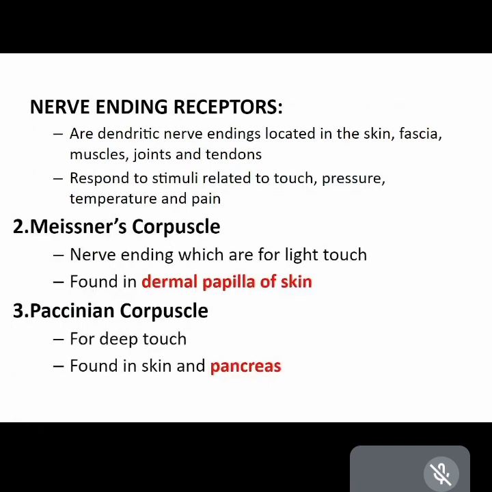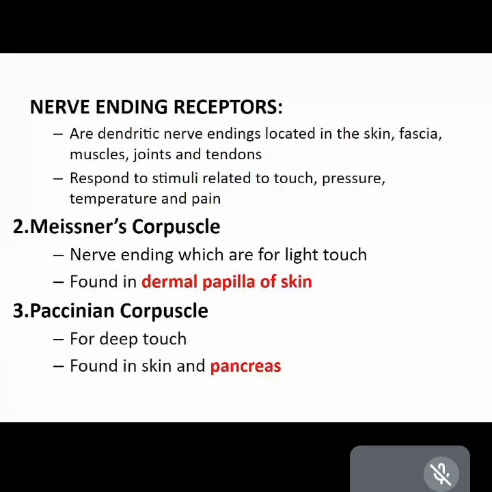Nerve ending receptors are dendritic nerve endings located in the skin, the fascia, the muscle, joints, and tendons. They respond to stimuli related to touch, pressure, temperature, and pain. So the Meissner's corpuscle nerve endings are for light touch. They are found in the dermal papilla of the skin. And then the Pacinian corpuscle is for the deep touch. They are found in the skin and the pancreas.